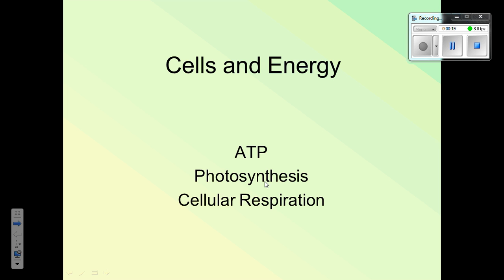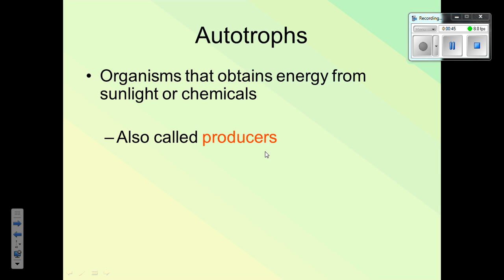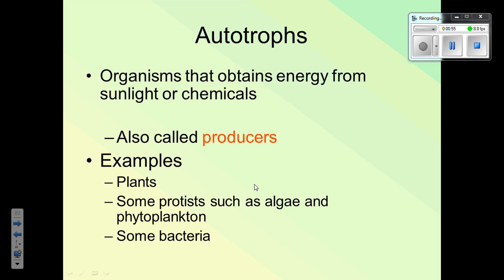And so we'll start with talking about the two classifications of living organisms. You're either considered an autotroph or a heterotroph, and based on what you're classified as, you're going to do a particular process to convert your energy or to gain energy. The autotrophs are a special kind of group, and we're not talking about the humans here. We're talking about the organisms that obtain the energy from sunlight or chemicals. You might have previously heard of them as the producers, and the plants, some bacteria, and some protists.